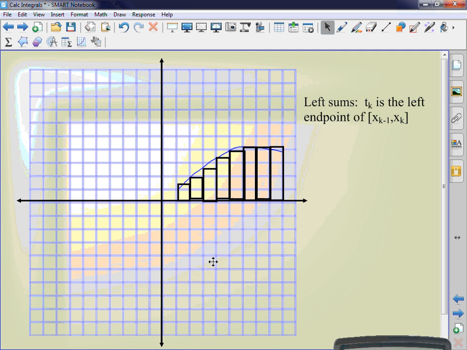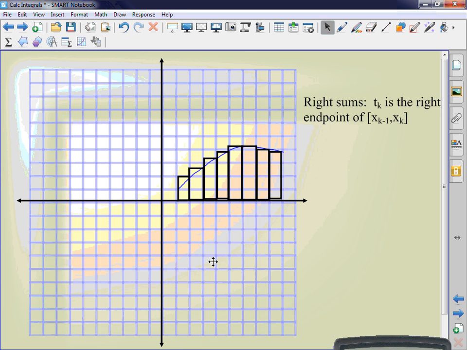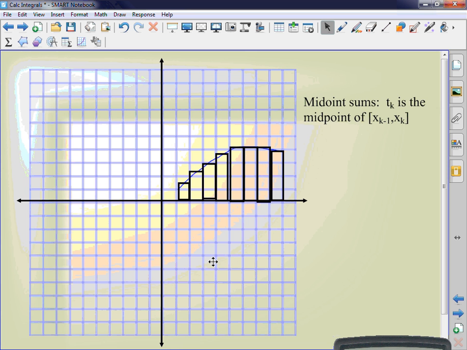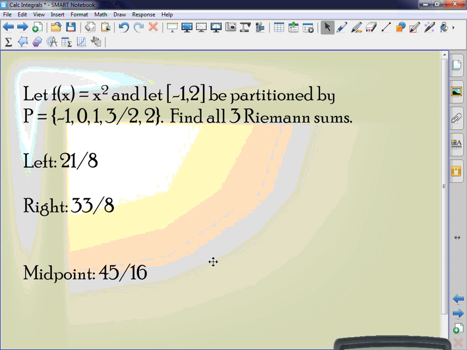We already went through Riemann sums: the left sum, the right sum, and the midpoint sums. All right, looking back at this problem, what was the left sum for f of x equals x squared from your notes? What was the left sum from your notes?